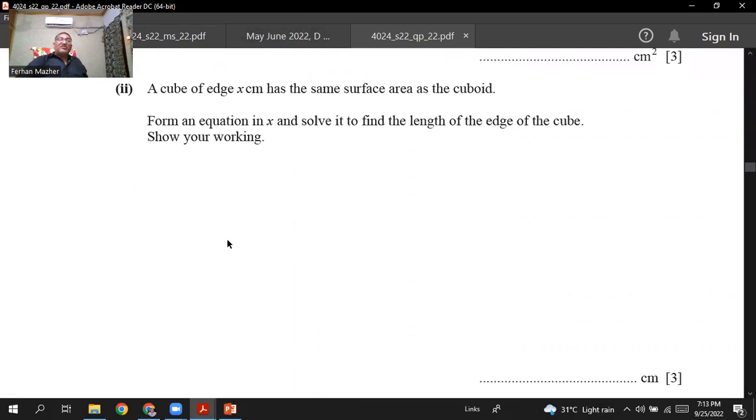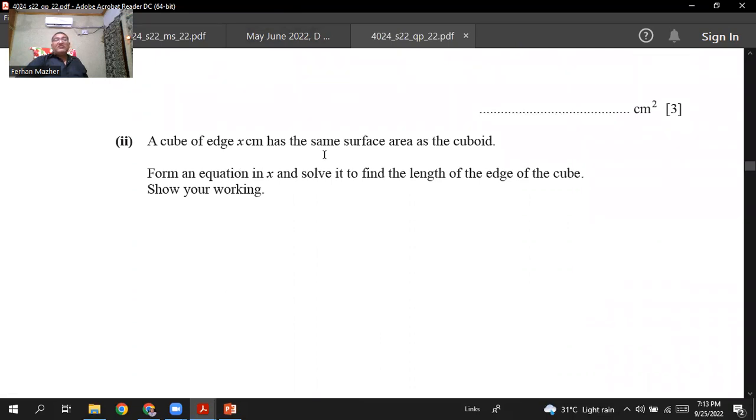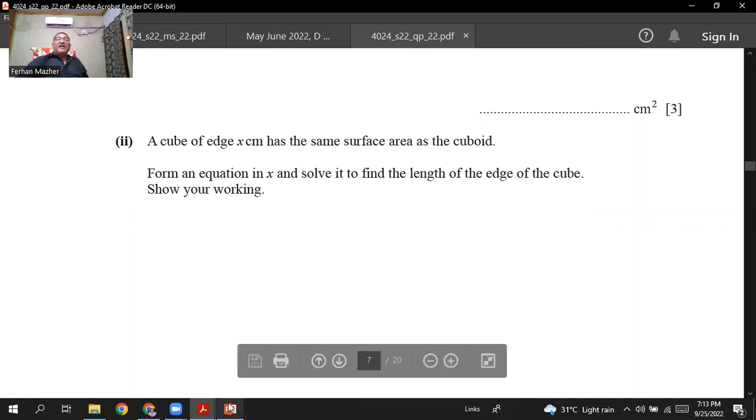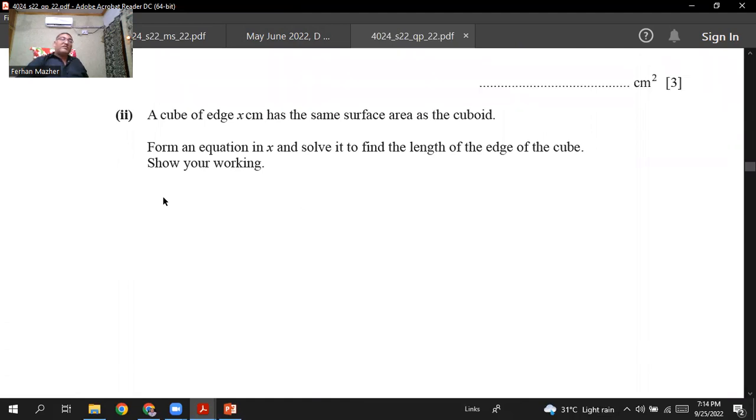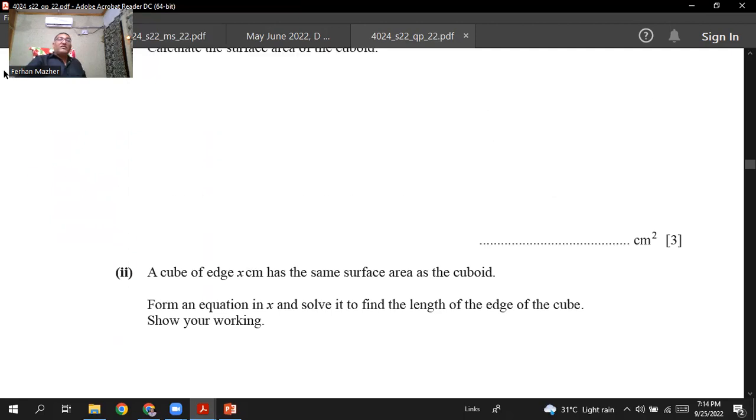Okay, now the next question, a cube of edge x centimeter has the same surface area as the cuboid. Form an equation in x and solve it to find the length of the edge of the cube. Show your work. It's a 3 marks question. Edge means the length of the cube. Okay, so in the cube, the length and the width and the height, they are same. The formula for the surface area of the cube is 6L square. So 6x square is equals to 384.